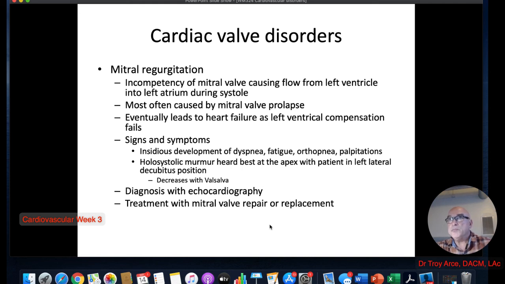So we used to place patients in the left lateral decubitus for diving emergencies, right? So wanted their left side down, and it decreases with Valsalva. So the diagnosis is going to be again with the echo because it's a valve. Just understand that. It'll become handy during test time when you may see a test question about valve disorders and echo being together. Treatment with mitral valve repair or replacement.